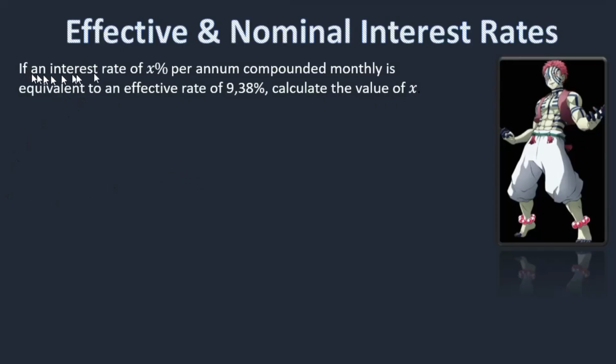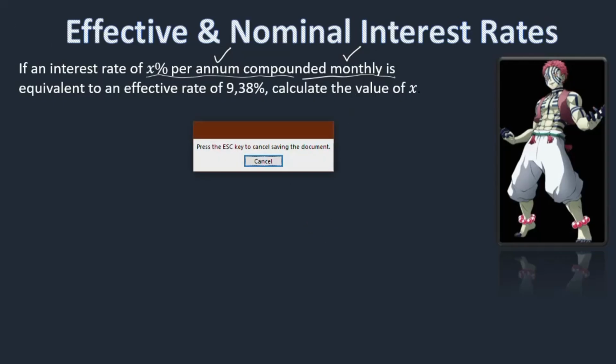They are saying if an interest rate of X% per annum compounded monthly is equivalent to an effective rate of 9.38%, calculate the value of X. Right. So still effective and nominal interest rate. Now what I have here is this situation. I need you to bear in mind that I see per annum, I see compounded monthly. What type of an interest rate is that? By now you should know that it is a nominal interest rate.